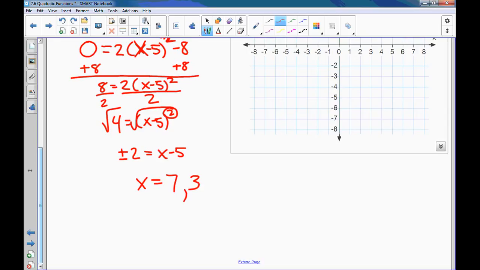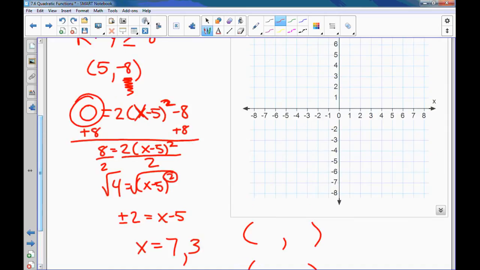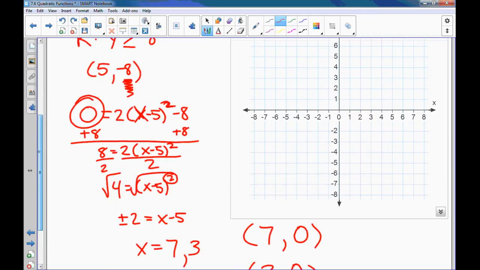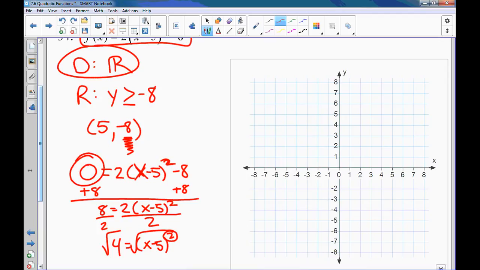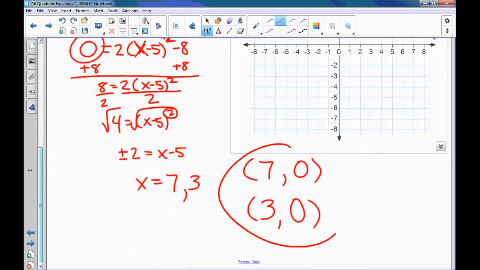But remember, the x-intercepts are points. Therefore, we need an x value and a y value. Well, what's the y value going to be? Since it's an x-intercept, it crosses the x-axis. Therefore, the y value is 0. And the x values, 7 and 3. We just found the domain, the range, and the zeros or x-intercepts. That's pretty much all you need to know for 7-6.